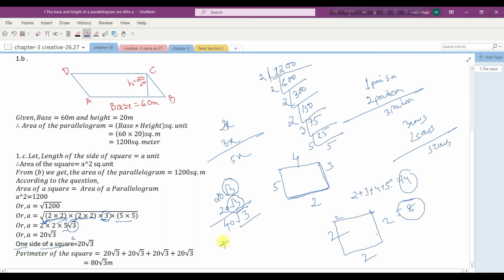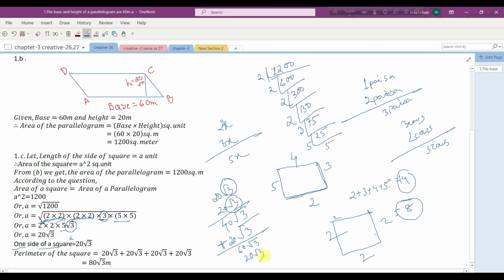After that, another 20 root 3, so 40 plus 20, which is 60, and root 3, keep it like this. And last of all, another 20 root 3, so the ultimate result is 60 plus 20, 80, and root 3 remains the same. I give you another example. If you have 2 root 2 plus 3 root 2, the ultimate result will be 2 plus 3, which is 5, and root 2. If you have 3 root 3 plus 4 root 3, the ultimate result, 7 root 3, you will get.